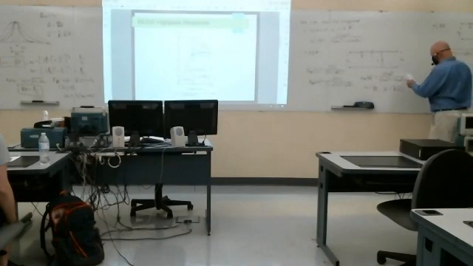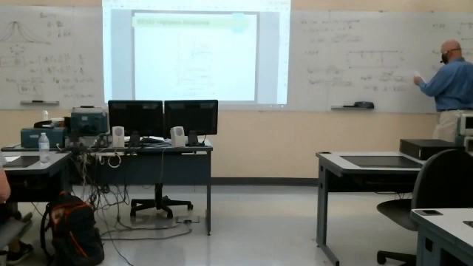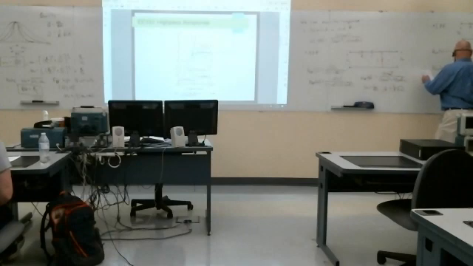The frequency response is 1 over 1 minus omega squared LC plus j omega RC. So that's the same. The resonant frequency is 1 over the square root of LC, and the Q is the same.